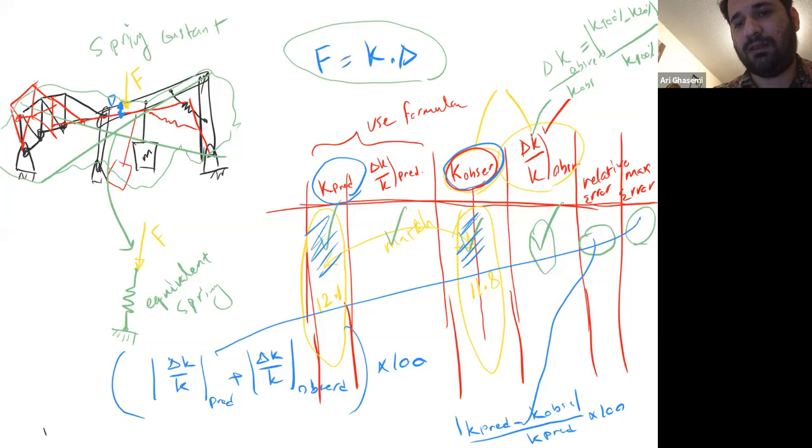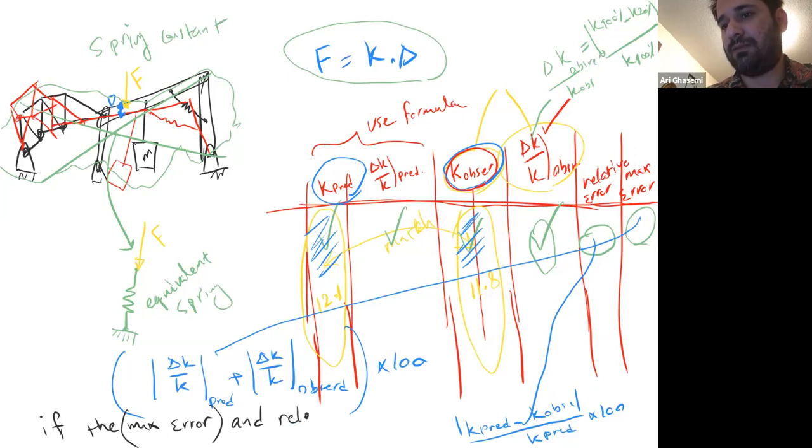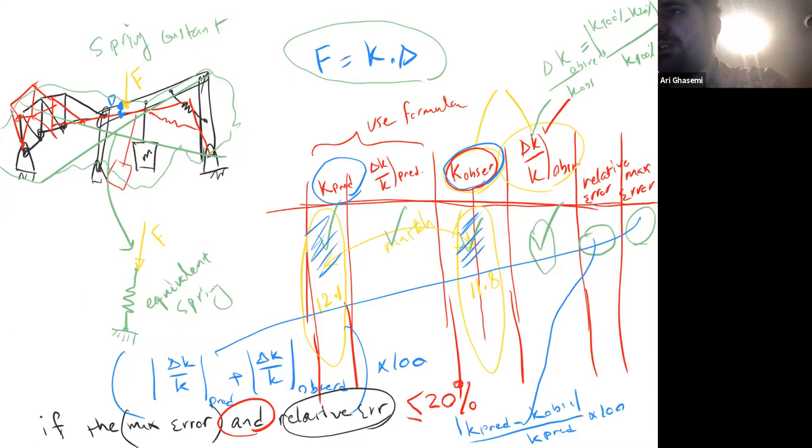If the max error, last column, and the relative error, don't forget this is an "and", both of them are less than or equal to 20%. So if both of your errors are less than or equal to 20%, then you validated this. That means your theory is in good agreement with your measurement. If this condition is not valid, then you did not validate it, so you have to explain why. What was the source of the problem?